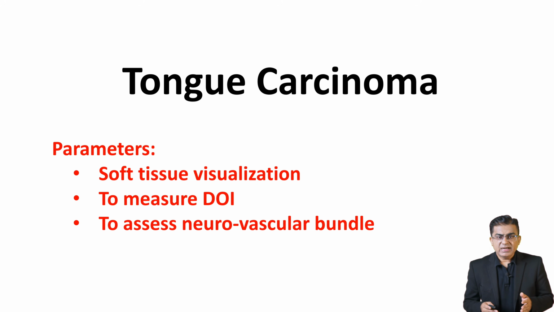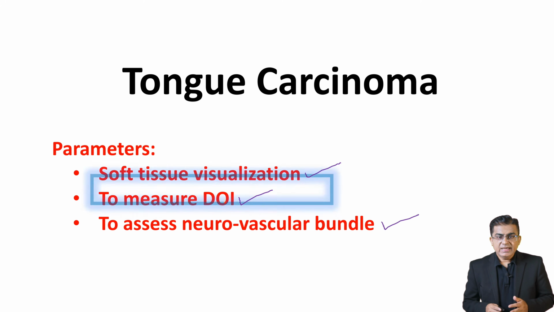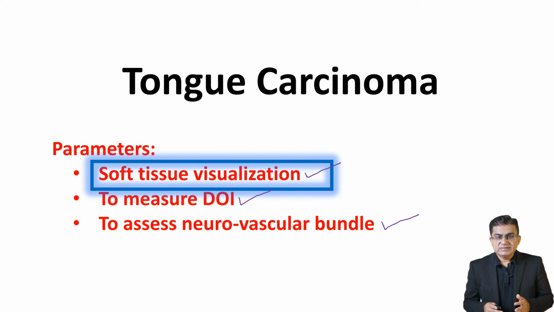These are the 3 parameters which need to be studied when we talk about imaging for oral cancer. Number 1, soft tissue visualization of tumor. 2, measurement of depth of invasion. 3, assessment of neurovascular bundle involvement. Any MRI report should have these 3 factors described in detail. Let us first discuss the soft tissue visualization.